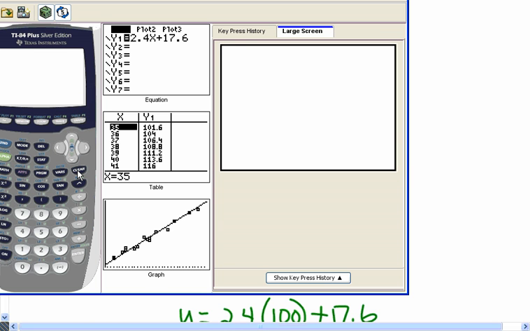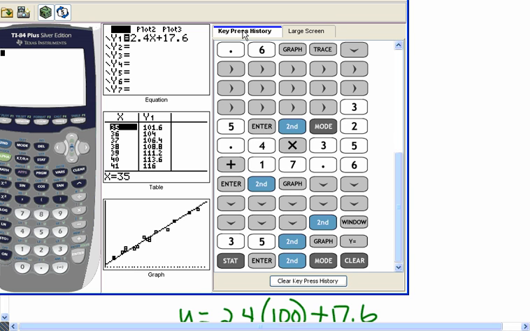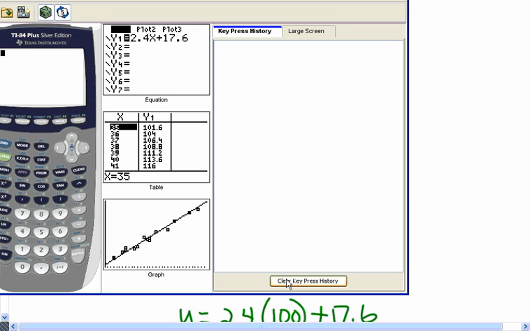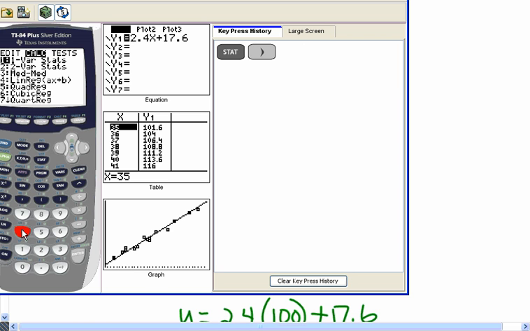To do that, you press, let me put the key press history so you can see it here. Press Stat, Calc. So you arrow over once, and it's number 4, linear regression. And maybe you recognize the ax plus b. A is your slope, and b is your y-intercept. So when I press enter, as long as my data is in L1 and L2, it's going to average all that data and tell you what the average slope is and what the average y-intercept is for all that data.